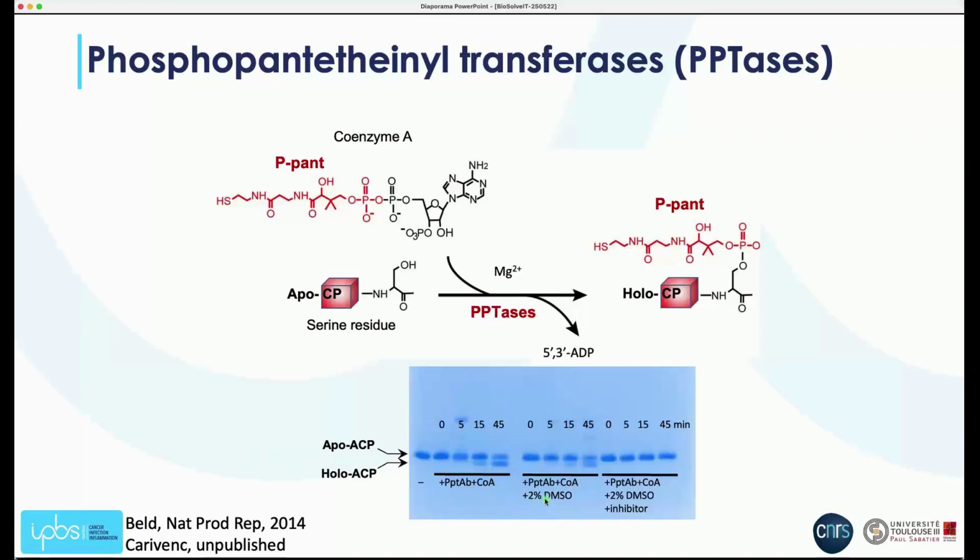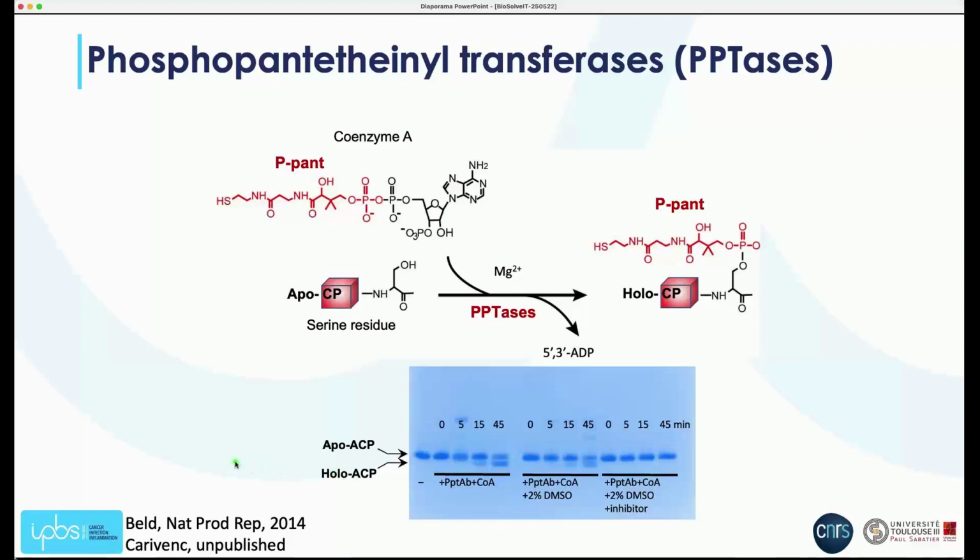If you add DMSO, which is often used as a solvent for compounds, you can see that the reaction proceeds more or less normally. But if you add an inhibitor, you can see that there is no more transfer of the P-pant arm onto the CP domains, and you can therefore see that the enzyme is inhibited.